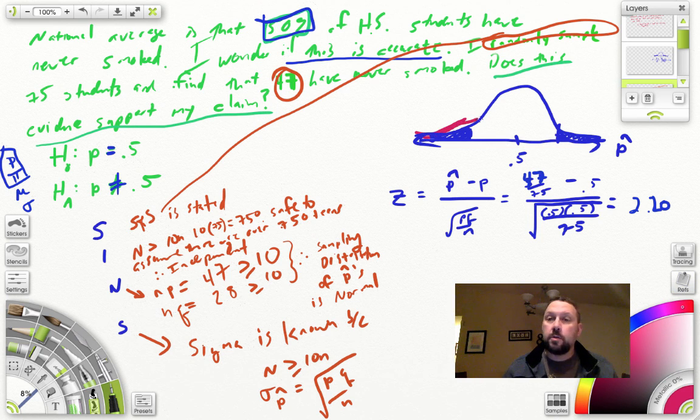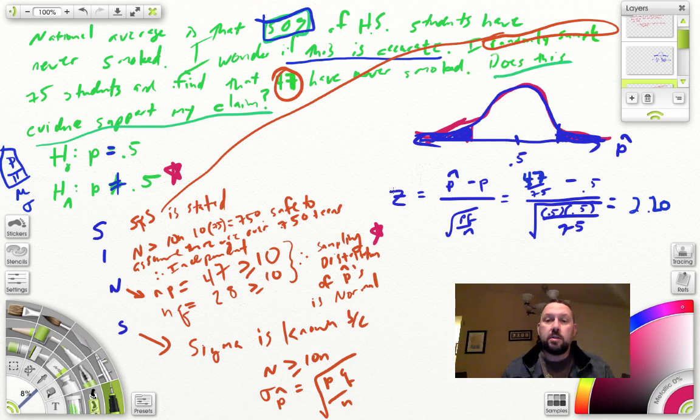I drew the normal curve because I was told that the sampling distribution is normal for all p hats. And I shaded both ends because this is a two-sided test, because it's not equal to over here for the alternative hypothesis. So it's two-tailed. And then I write down the formula for doing a significance test.